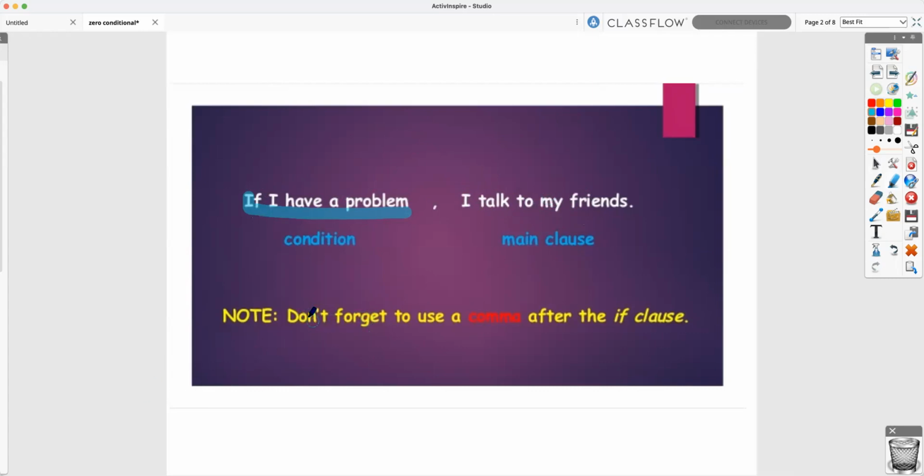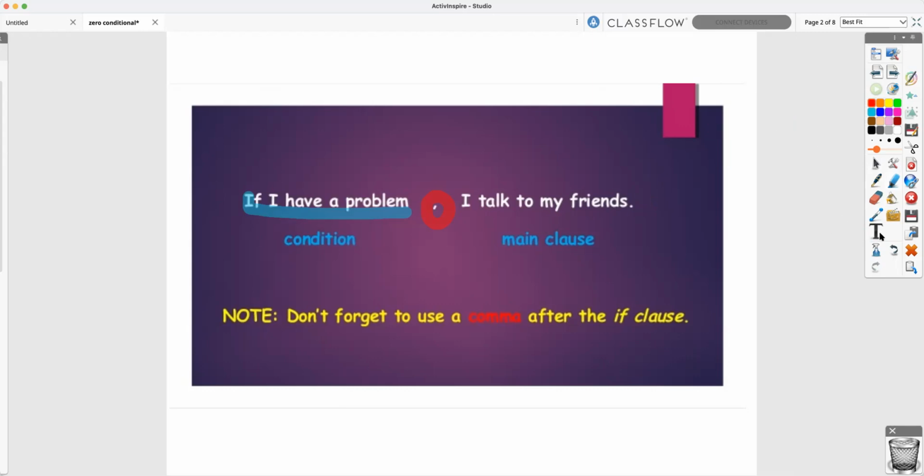Note, don't forget, no olvide to use a comma after the if clause. Entonces siempre debemos utilizar coma después de la if clause. If I have a problem, comma, I talk to my friends, okay? If you are pronouncing or in a conversation using a conditional, you just make a little pause between the sentences. For example, if I have a problem, I talk to my friends. Entonces, deja un pequeño espacio porque está hablando de esa condición y de ese resultado, ¿ok?